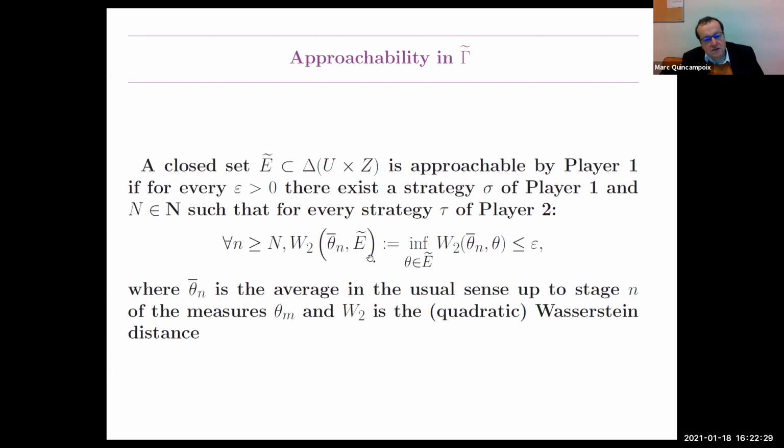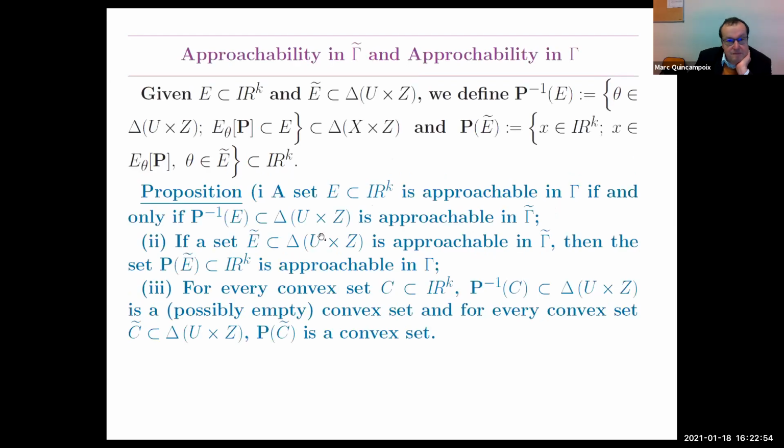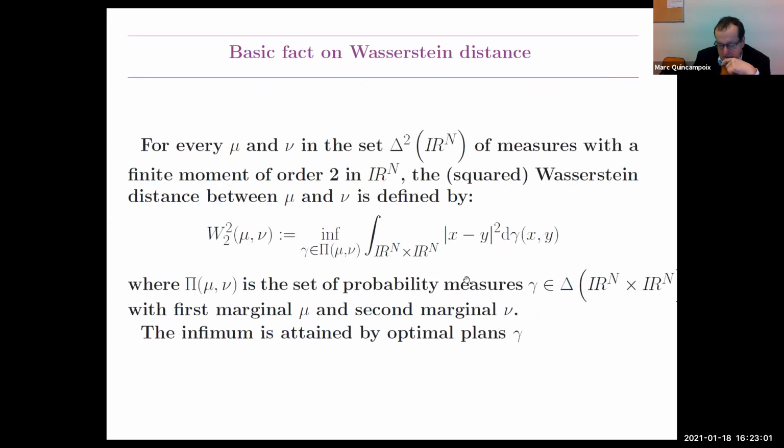In fact, it is a Wasserstein distance. It is a distance on the set of measures. Okay, so we have a distance between a measure and a set of measures. It is an infimum of the distance between the measure and theta, for every theta belonging to E tilde. I will define later on what is the distance W2 very precisely. And so it is the same idea.